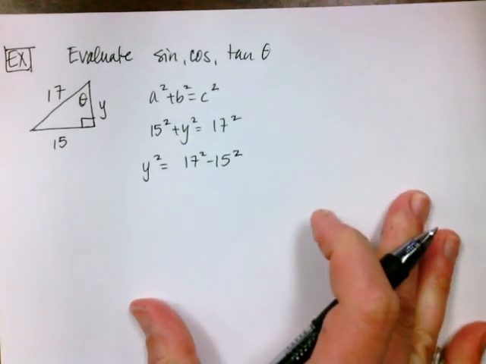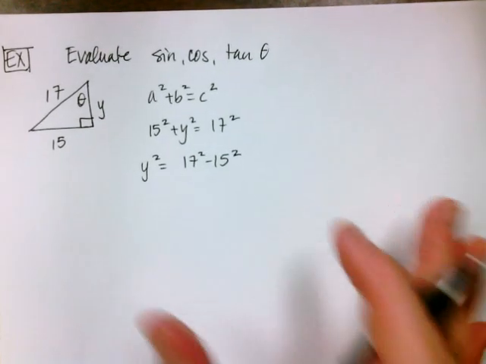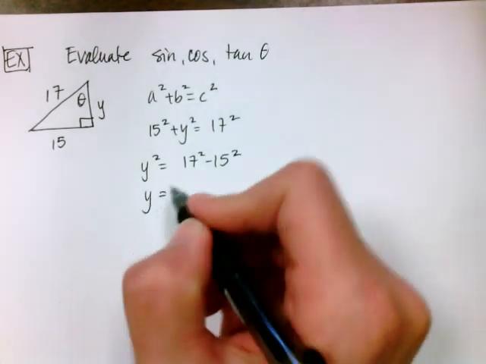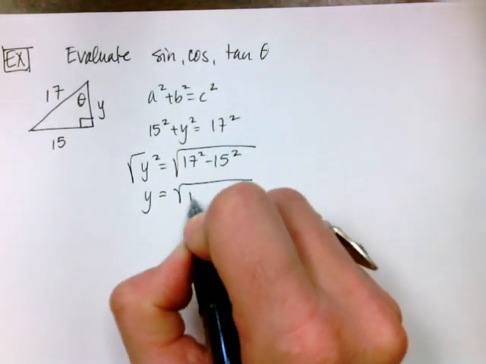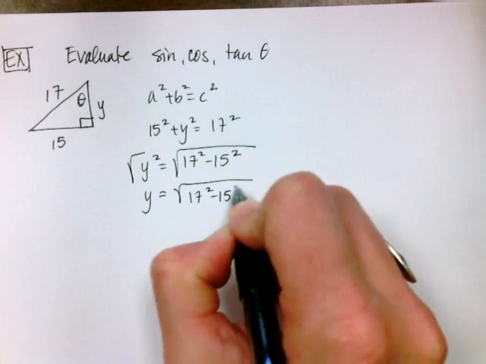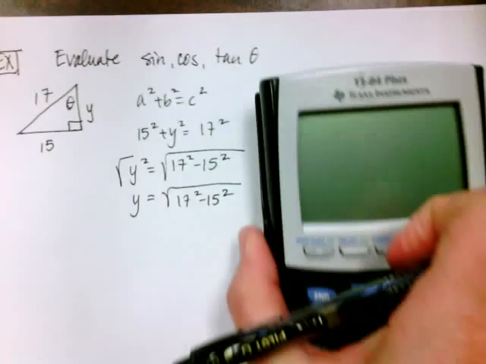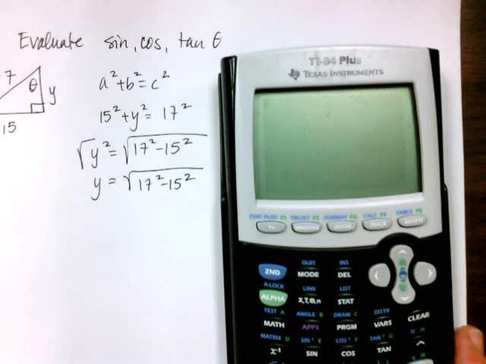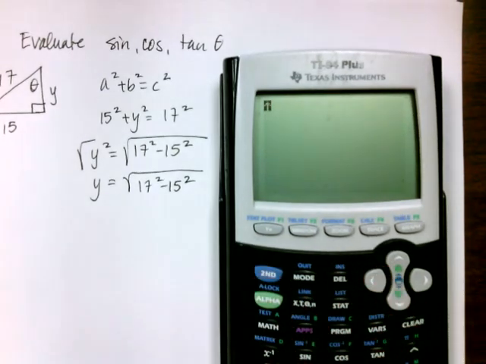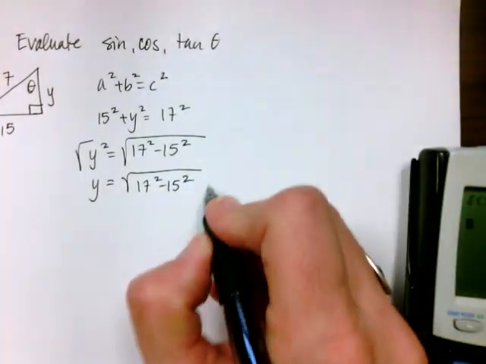And I'm not going to do that math in my calculator because I'm going to do it all in one step. Now I'm going to take the square root of both sides. And so I'm going to get the square root of 17 squared minus 15 squared. And I'll just show you how I do that on my calculator because I don't want to waste time doing things that I don't need to. So I'm going to do the square root of 17 squared minus 15 squared, close, go. And the answer is 8.